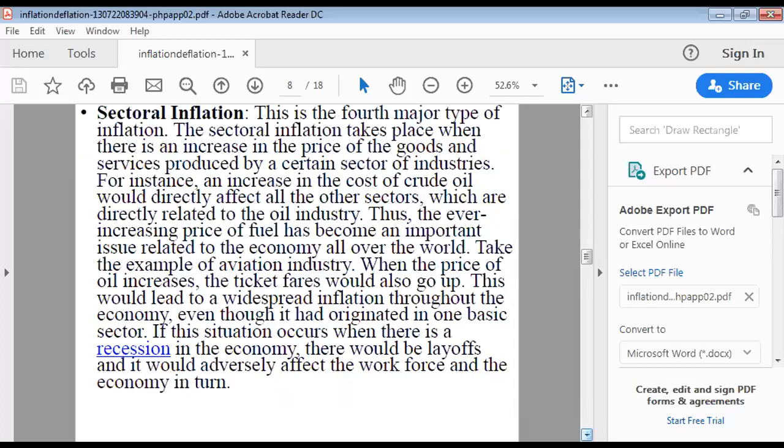Sectoral inflation. This is the fourth major type of inflation. The sectoral inflation takes place when there is an increase in the price of the goods and services produced by a certain sector of industries. For instance, an increase in the cost of crude oil will directly affect all the other sectors which are directly related to the oil industry.